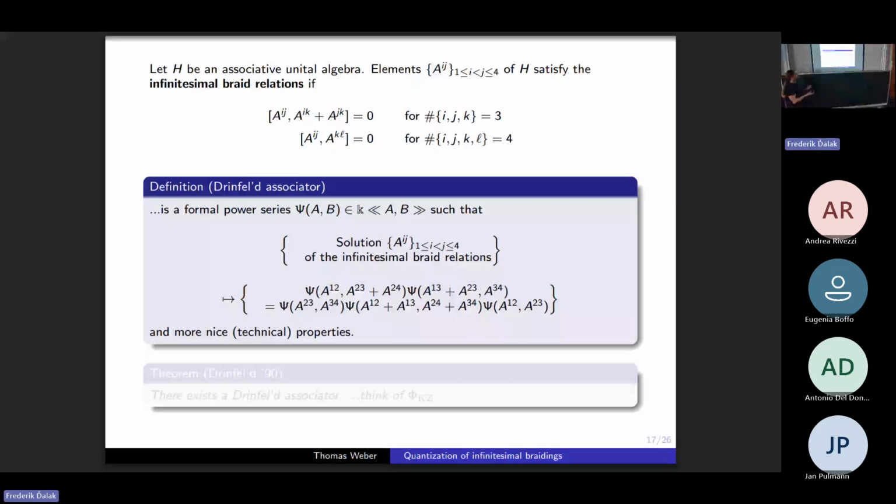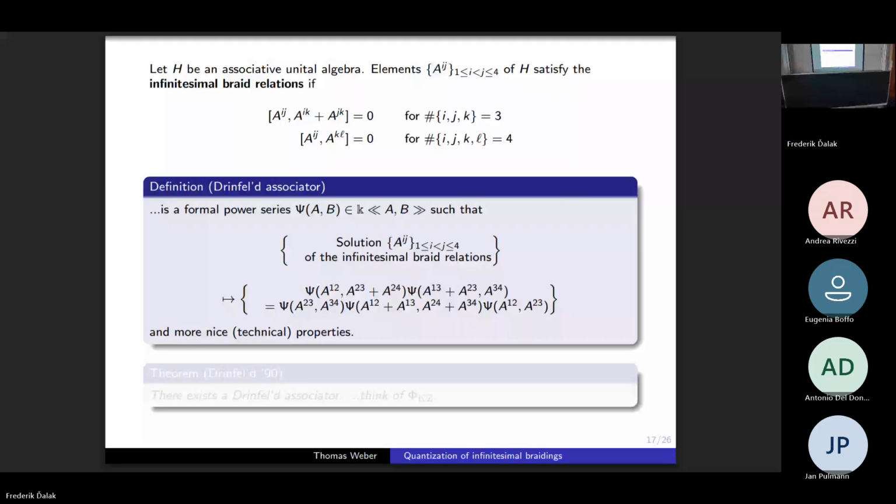So it has more properties, namely it is nice to solutions of the infinitesimal braid relations. You plug in those guys, the Drinfeld associator is very happy, and it gives you something meaningful. Meaning you take some Aij satisfying the upper guys, you plug them in this strange way, you multiply them, you get like this holds. And we have many more nice technical properties, but in a nutshell, this is what a Drinfeld associator does.